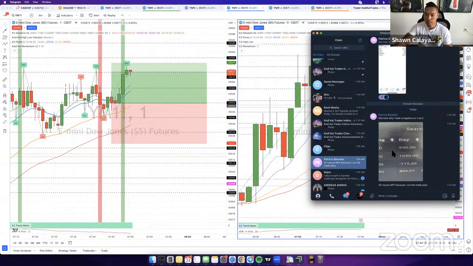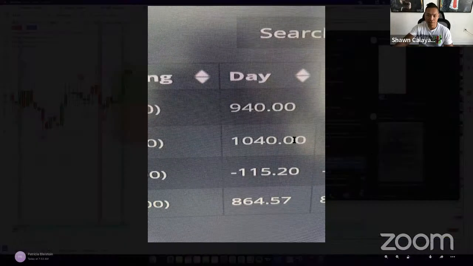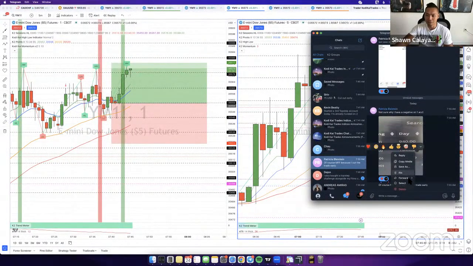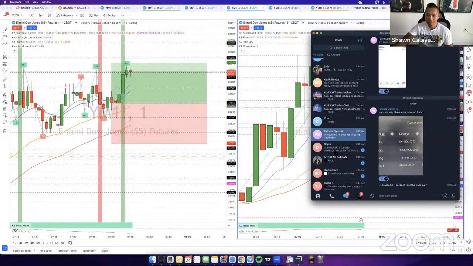We've got Patricia over here. Patricia said not sure why she has 1 negative on the account. Of course, MFF because she cut the trade early. So on all of Patricia's accounts here, you can see I'm not the only person that's getting screwed by MFF. She locked in 940 on the first account, 140 on her second account, 864 on her third account, and then on her MFF account here, she locked in a negative 115, which is crazy. I mean, it's all good. It happens, Patricia. I wish there was something we could do about it, but not really.